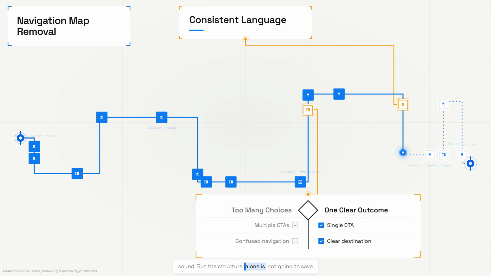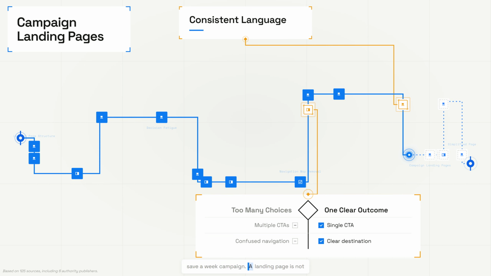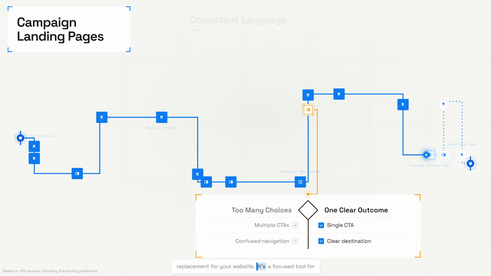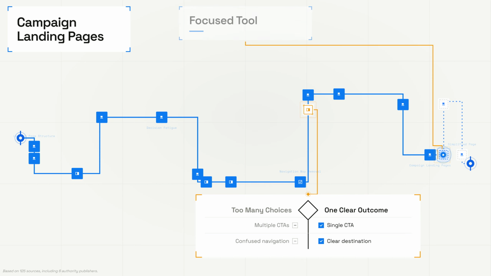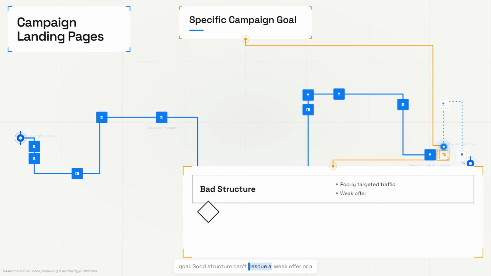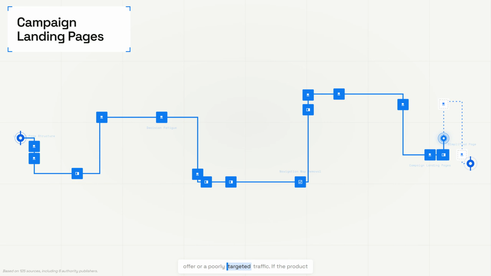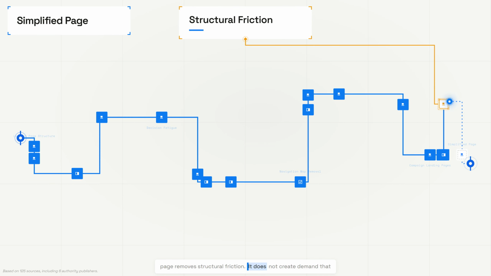But the structure alone is not going to save a weak campaign. A landing page is not a replacement for your website. It's a focused tool for a specific campaign goal. Good structure can't rescue a weak offer or poorly targeted traffic. If the product is not compelling or you're reaching the wrong audience, well, a clean layout's not going to fix that. The page removes structural friction. It does not create demand that isn't there.